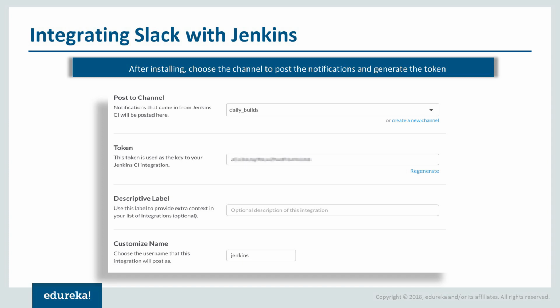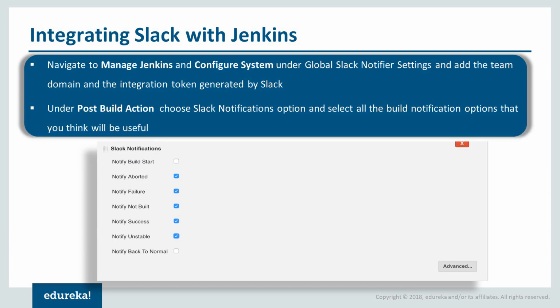Once the installation is done, you just need to make sure that you can configure these things. You have this option called post to channel. You have a token generated, which you will need when you are configuring the same on the Jenkins side. You can put a description if you want, or you can keep it blank, and you can give a customized name as well if you need to. Once that is done, you go to the Jenkins side.